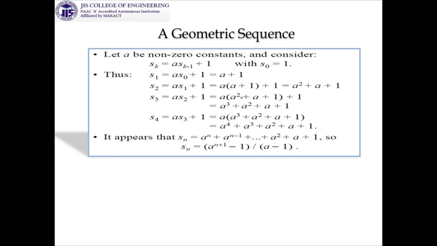Another geometric sequence is given, but there is a difference from the previous one. sk is equal to a sk minus 1 plus 1 with s0 equal to 1. I am not going to discuss it elaborately because the pattern is the same. You just have to follow the technique: s1, s2, s3, s4, and then you will see that sn appears to be something like that, and you will get the answer.